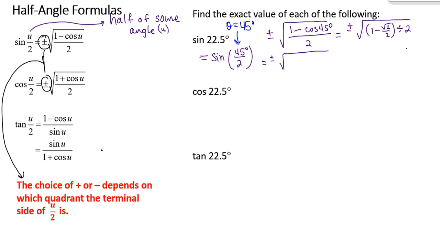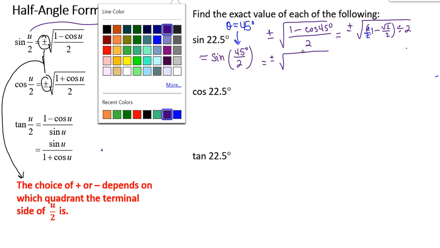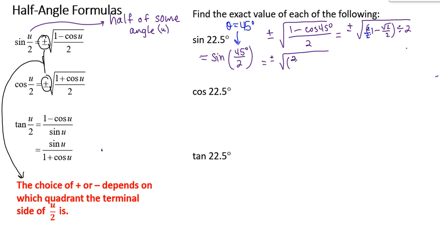Sorry, trying to make more room. The common denominator here, so 1 is going to change to 2 over 2. So underneath now is 2 minus square root of 2 over the common denominator, divided by 2 over 1. Right, plus or minus square root. That's 2 minus square root of 2 over 2 times 1/2, which is plus or minus square root of 2 minus square root of 2 all over 4.